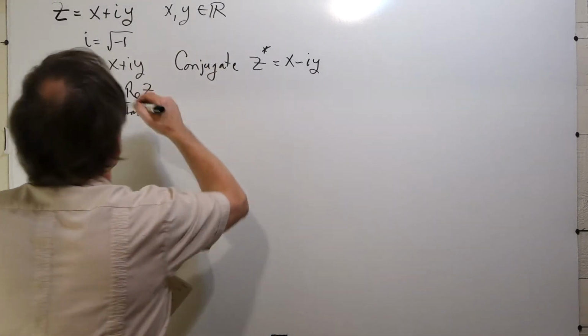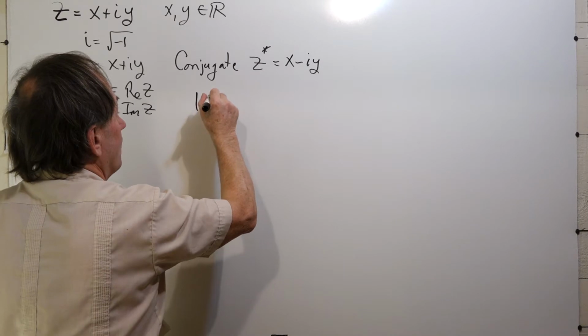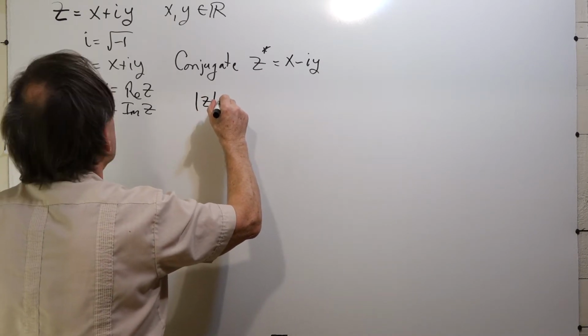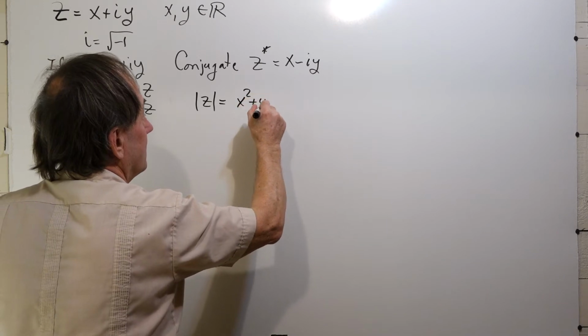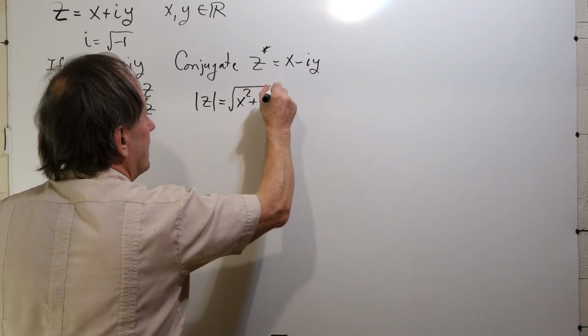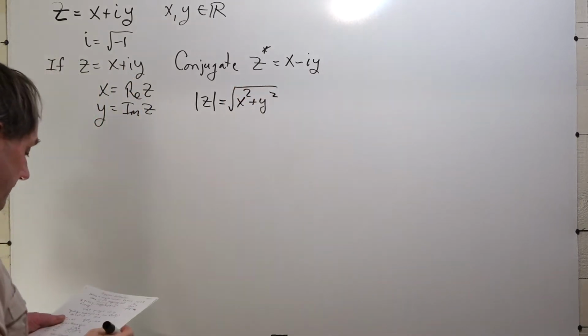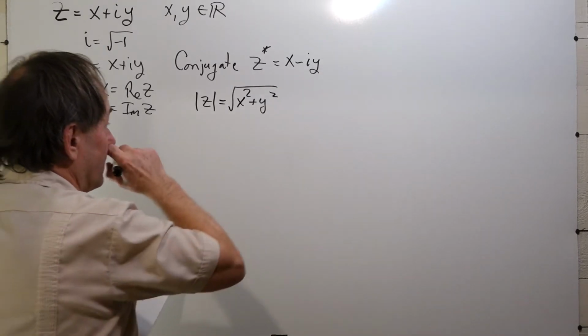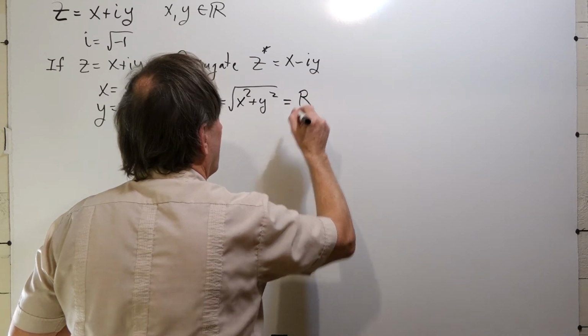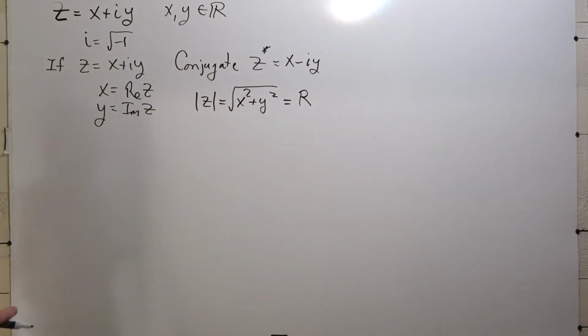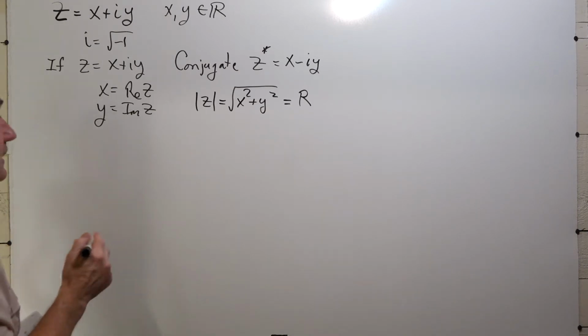And we define the magnitude, or the modulus, of z as the square root of x squared plus y squared. And I often designate this with a capital letter R for the modulus. And that's what I'll be using in my discussion.